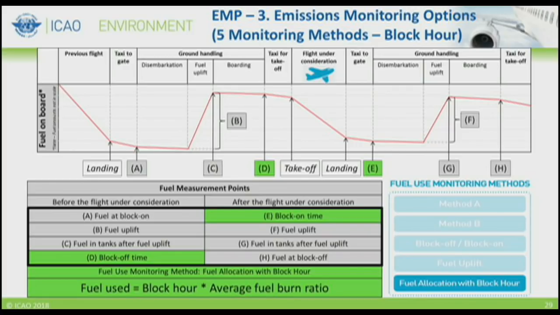Once this information is available, the operator will multiply the average fuel burn ratio that was calculated for each of the airplane types within the fleet by the block hours flown by those airplanes. So first, calculation of the average fuel burn ratio per airplane type, and then multiplying this average ratio by the block time, basically the flight time for each of the airplane types. So five different methods, 5 different ways of applying different data measurement points, but also 5 different options for the operator to find the most appropriate method for the monitoring of CO2 emissions for that specific operator.